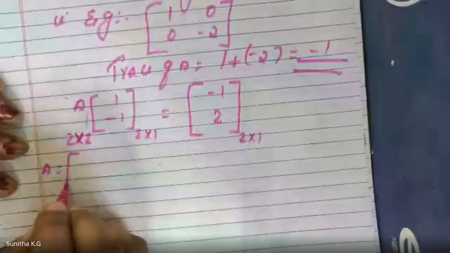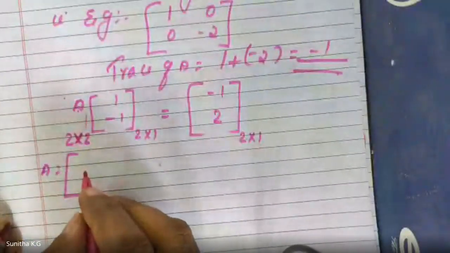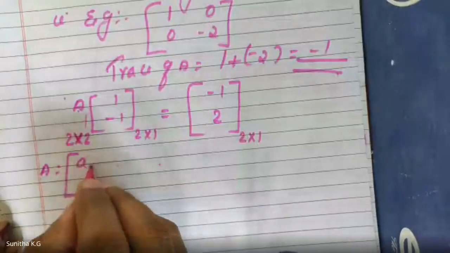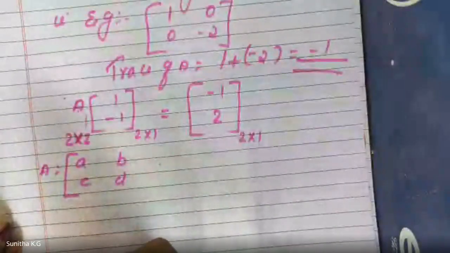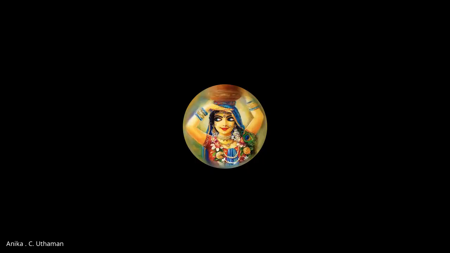Then you have to choose A as a 2 by 2 matrix. How can we take A? Simply A, B, C, D.